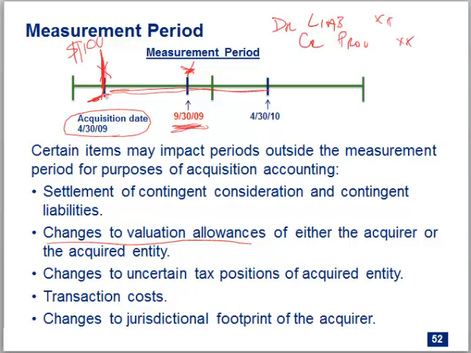So in general, you get a year to fine-tune your assumptions for the facts that existed at the acquisition, but that doesn't mean that anything that happens within a year fine-tunes your assumptions at the acquisition date. There's just events that happen after the acquisition. Okay? So you have a year to fix things, but not everything is fixing. Some things are just new events. Okay?